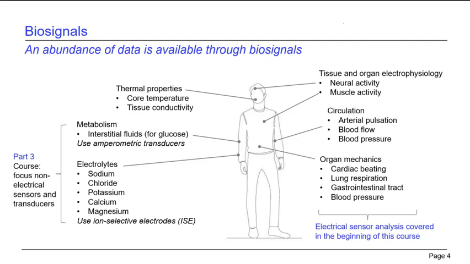Moreover, the measurement of glucose levels, a cornerstone in the management of diabetes and other metabolic disorders, relies heavily on advanced sensor technologies and transducers. These devices employ enzymatic reactions or electrochemical principles to quantify glucose concentrations in blood or interstitial fluid with high sensitivity and selectivity.